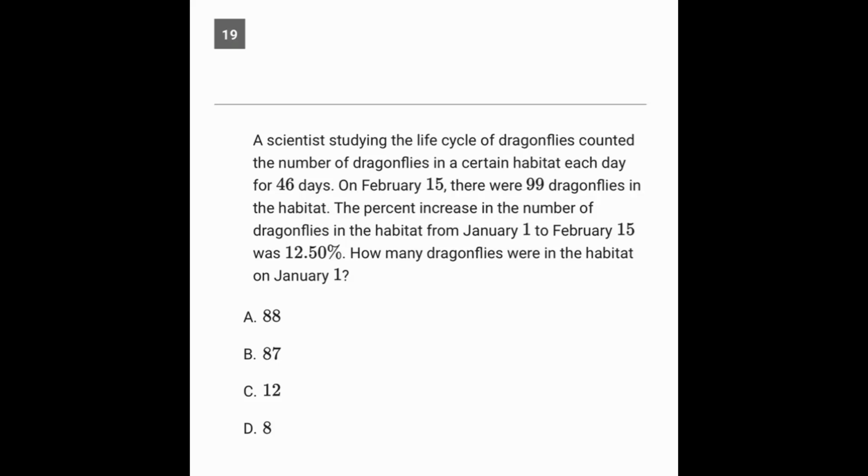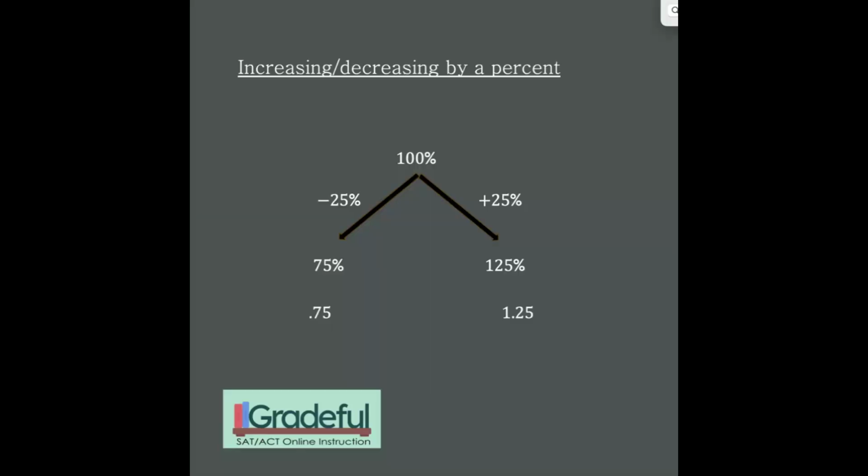This question is asking us about changing something by a percent. So let's start with a little quick lesson on that. When you're changing something by a percent, you start at 100. From there, you can add or subtract some percent. So for instance, adding 25% makes 100, 125, or taking it away makes it 75.